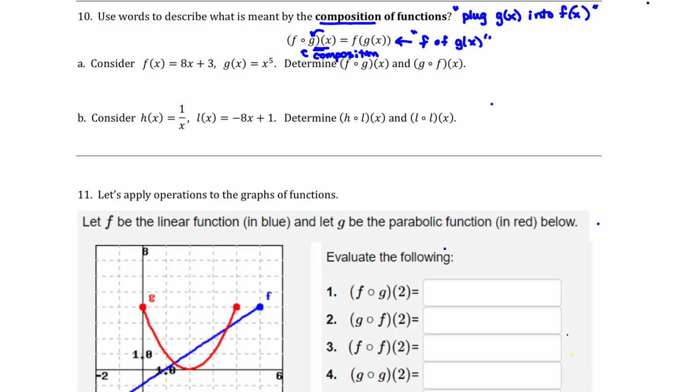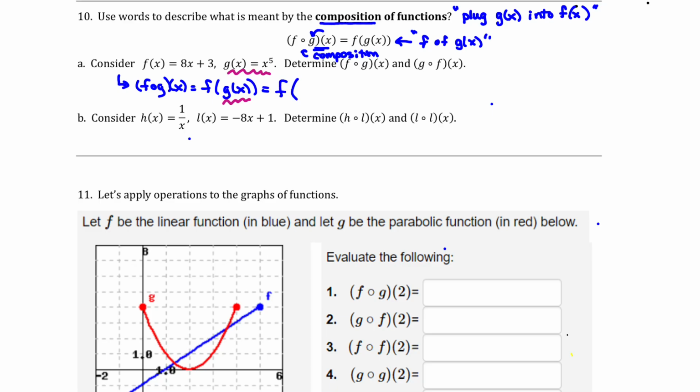So in this first example, we have f of x equals 8x plus 3, g of x equals x to the fifth. And we are asked to find two things. The first thing is f composed with g. So f composed with g is simply taking f and plugging the function g into it. And so visualize it. You're taking g, which is this guy right here, and you want to plug him into f. And so sometimes this helps with the notation.